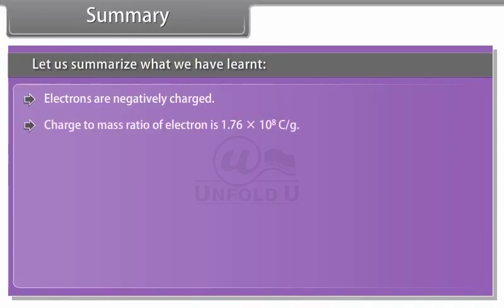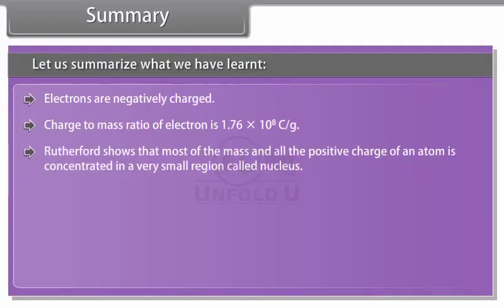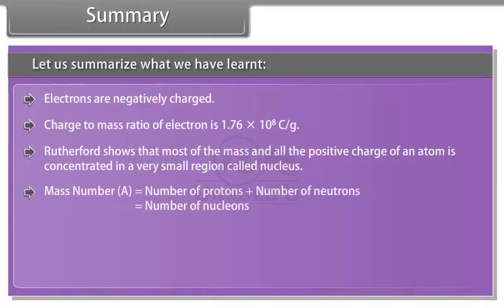Summary. Let us summarize what we have learnt. Electrons are negatively charged. The charge to mass ratio of the electron is 1.76 into 10 raised to the power 8 coulombs per gram. Rutherford showed that most of the mass and all the positive charge of an atom is concentrated in a very small region called the nucleus. Mass number A is equal to the number of protons plus the number of neutrons, which is equal to the number of nucleons.